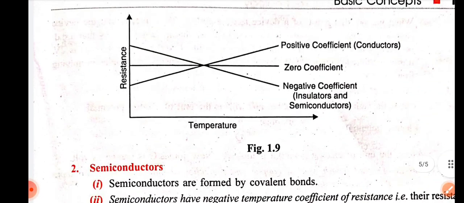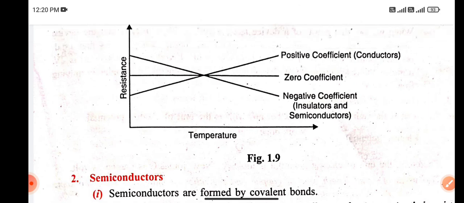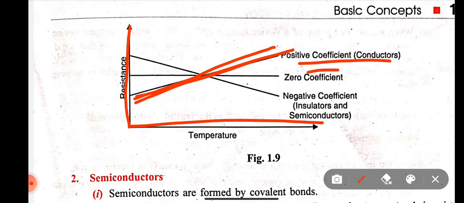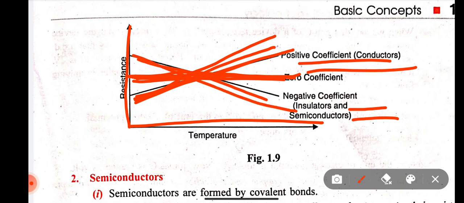Now here is a graph, and this graph is really important: the resistance and temperature graph. What does the resistance and temperature graph mention? When a positive temperature coefficient is given, it is known as a conductor. When a negative coefficient, it is known as an insulator or semiconductor. And the zero coefficient is the reference. Positive for conductor, negative for insulator and semiconductor.